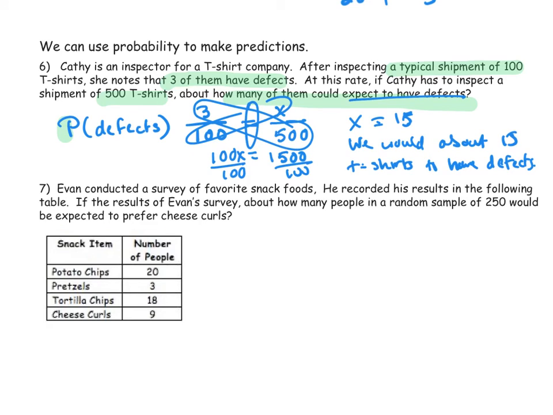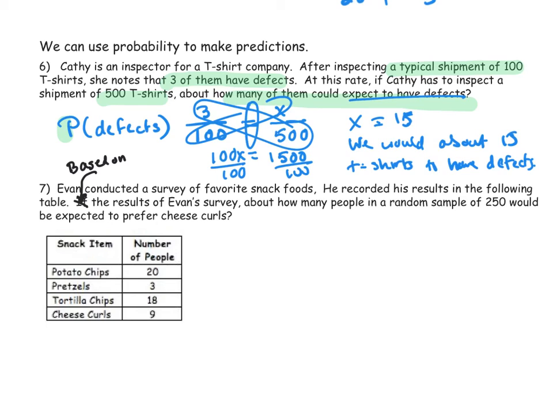All right, so final problem. Let's look this over. All right, and we have a typo in this one, so we'll go over that when we get to it. Evan conducted a survey of favorite snack foods. He recorded his results in the following table. Based on the results of Evan's survey, about how many people in a random sample of 250 would be expected to prefer cheese curls? So once again, we're going to go back and figure out the information that we know.